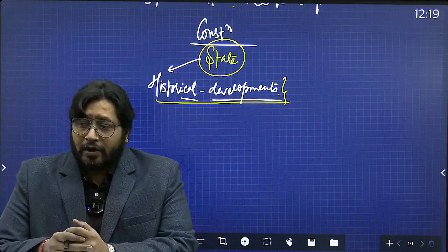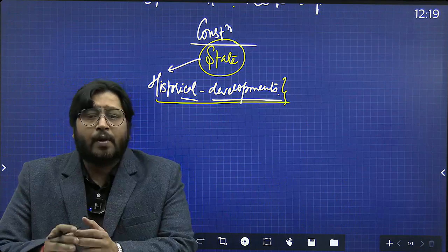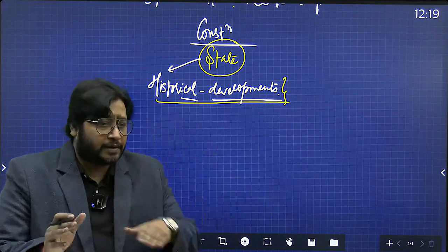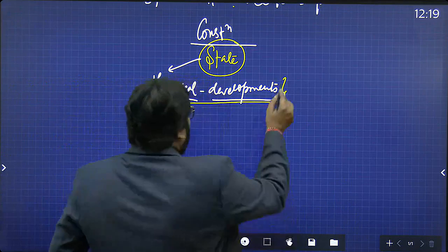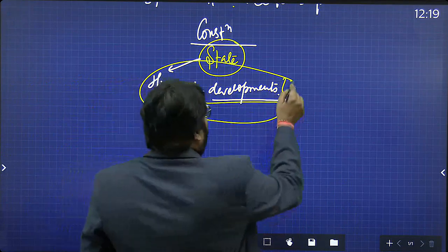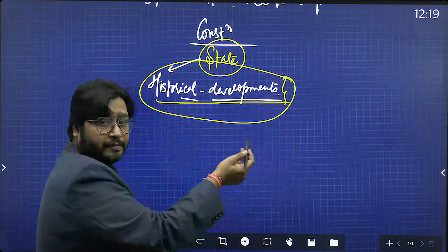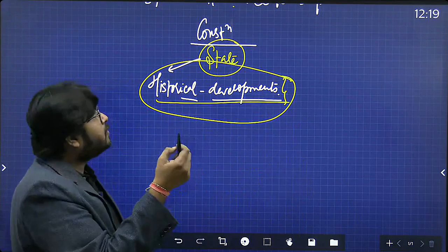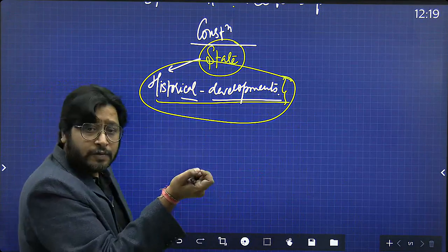In general, when you think of the British impact or the Mughal impact or the previous developments, so the concept of constitution obviously was not created, right? Mughal administration, did we have a concept of constitution?